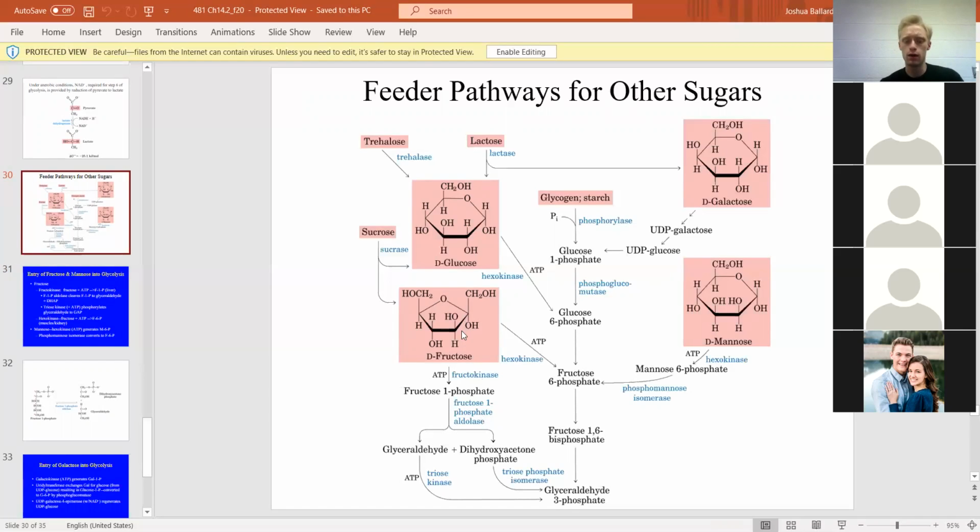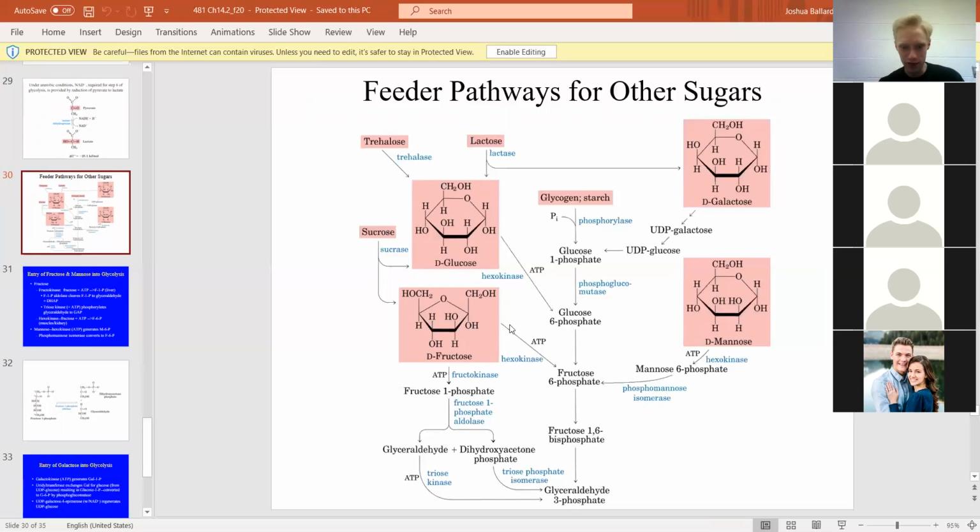to know, at least as far as how fructose enters glycolysis. Fructose here converts to fructose 1-phosphate, and it's able to do that. Sorry, I kind of lost track here.